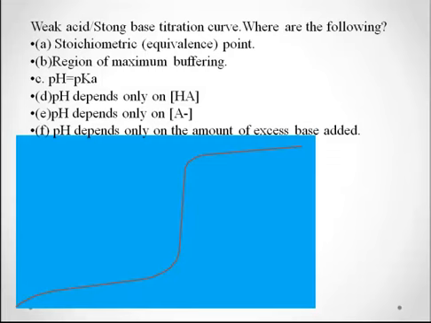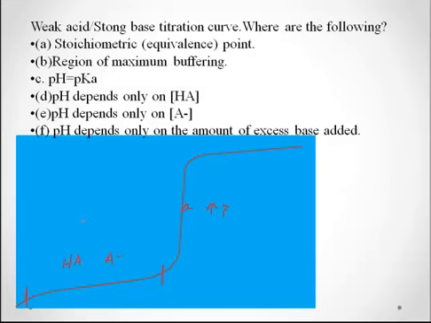Okay, let's see how you did. First of all, the stoichiometric equivalence point. Well, we know that's right here, so A would be right here. And again, it's going to be greater than 7, right? Because this is a weak acid with a strong base. So there's A. The region of maximum buffering. Well, right in here, from about there to there, we're getting a lot of buffering because we've got both the acid present and its salt, or the anion of that acid, present.